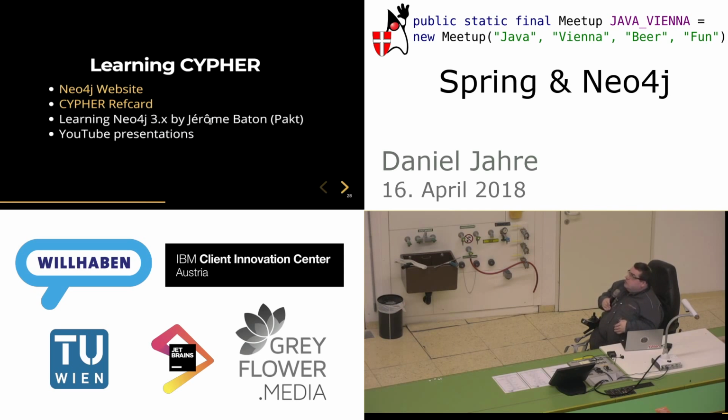Of course, there's also a lot of stuff on the Neo4J website, especially the reference card, where you have all the main clauses written on it and how to use them. I also read this book. This is quite nice because it's more focused on version 3 of Neo4J, which is the current. And there are also a lot of YouTube presentations with people that are using Neo4J in production and for real-world scenarios. This is quite interesting.